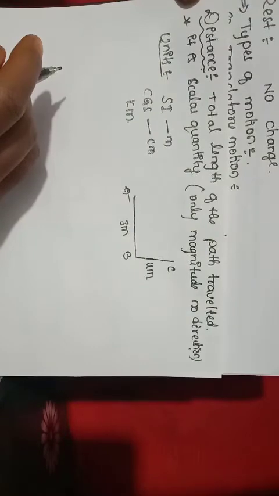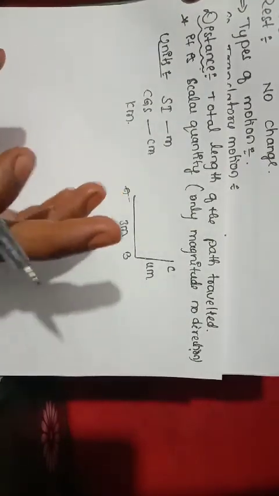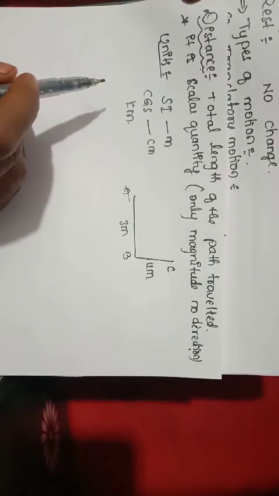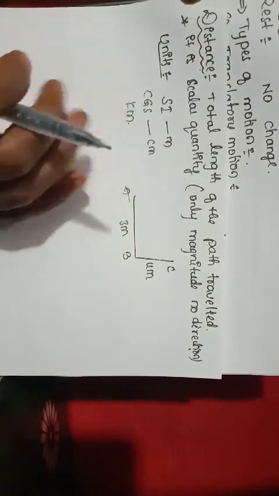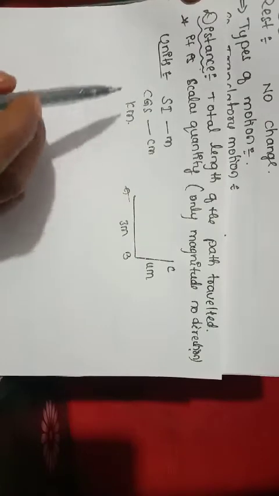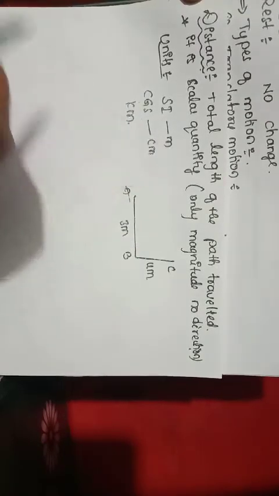So the total length of a path traveled by a person or any object is said to be the distance traveled by that object. Distance is a scalar quantity, meaning we need only magnitude to define distance, no direction. The SI unit is meters and the CGS unit is centimeters. We even measure distance in kilometers also.